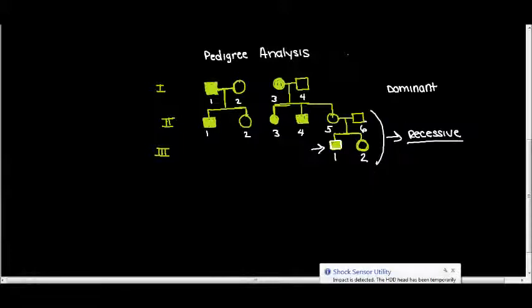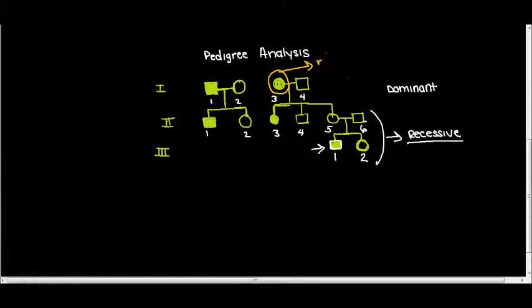Now let's look at whether this trait is sex-linked or autosomal. So actually, let's make this individual unaffected. So now we know that the inheritance of this trait can't be sex-linked, because if you look here, this mother is affected. Let's say r is the disease we're studying, okay? Capital R is normal, and this is the disease, lowercase r. So she's rr because this disease is recessive.